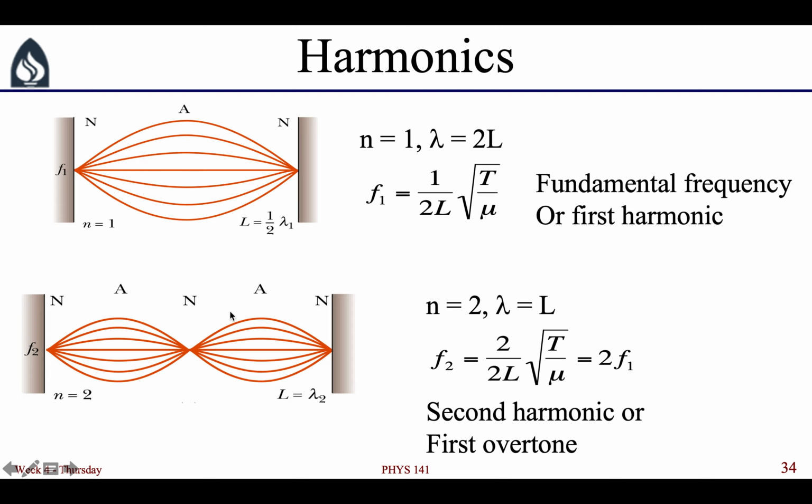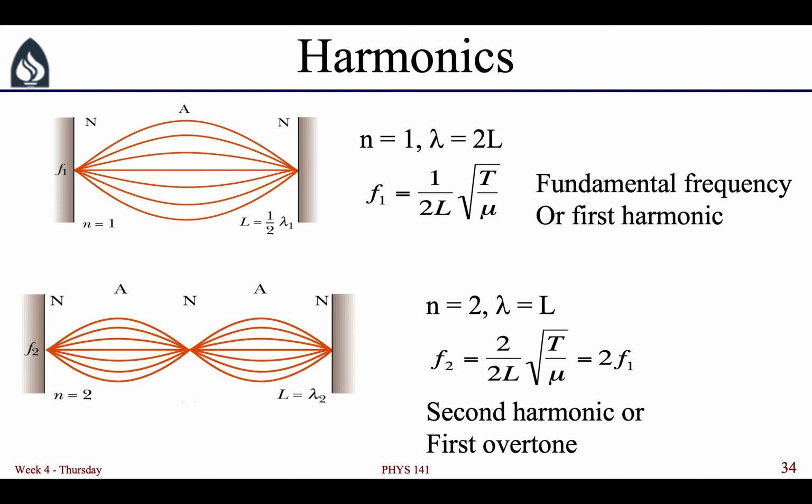Now the second standing wave pattern, where we have two antinodes, this is n equals 2, and the wavelength is the full length of the string. If we use our prediction equation for finding the frequency, we'll see that we get a frequency that's twice the fundamental frequency. So this is known as the second harmonic, or the first overtone. So this second harmonic frequency is twice the fundamental frequency.